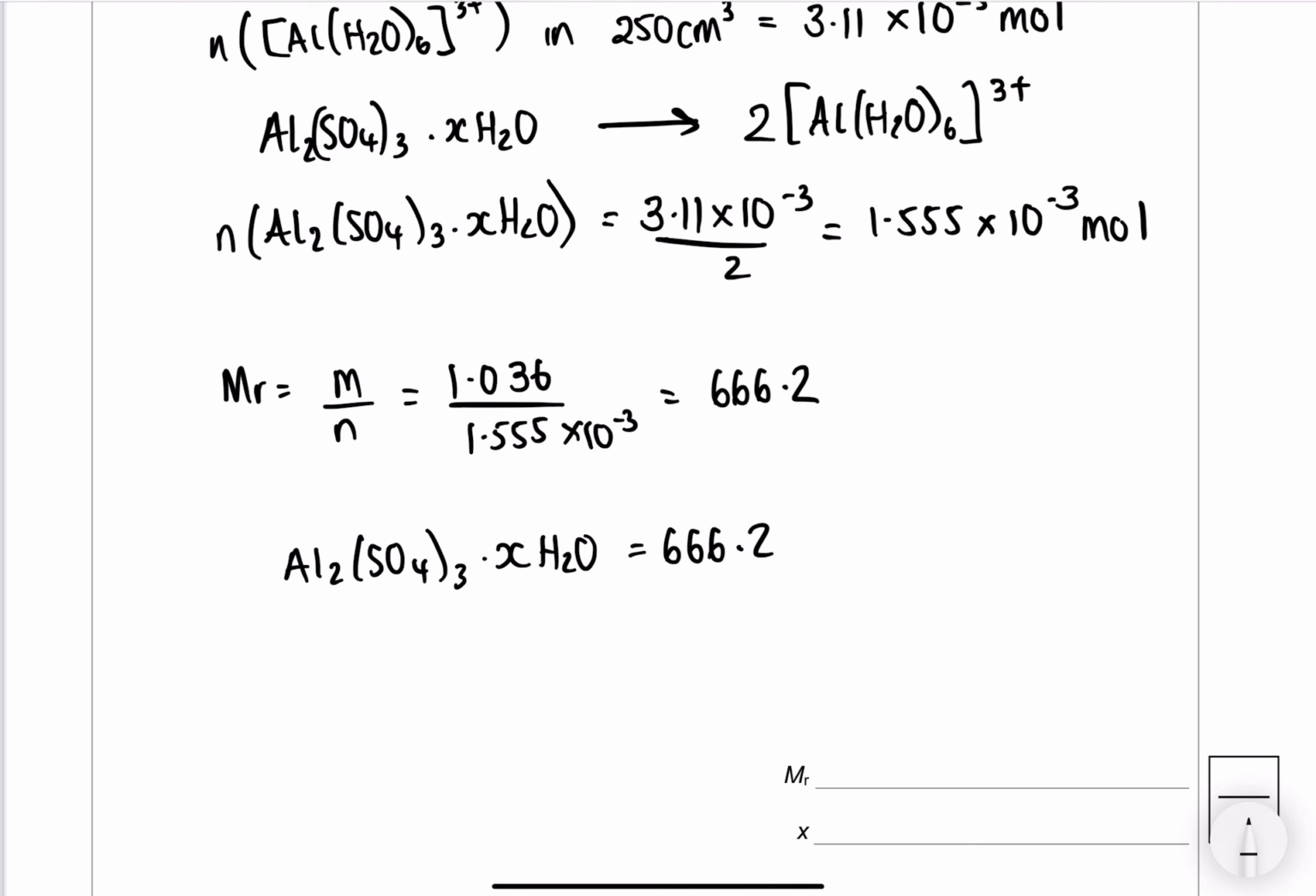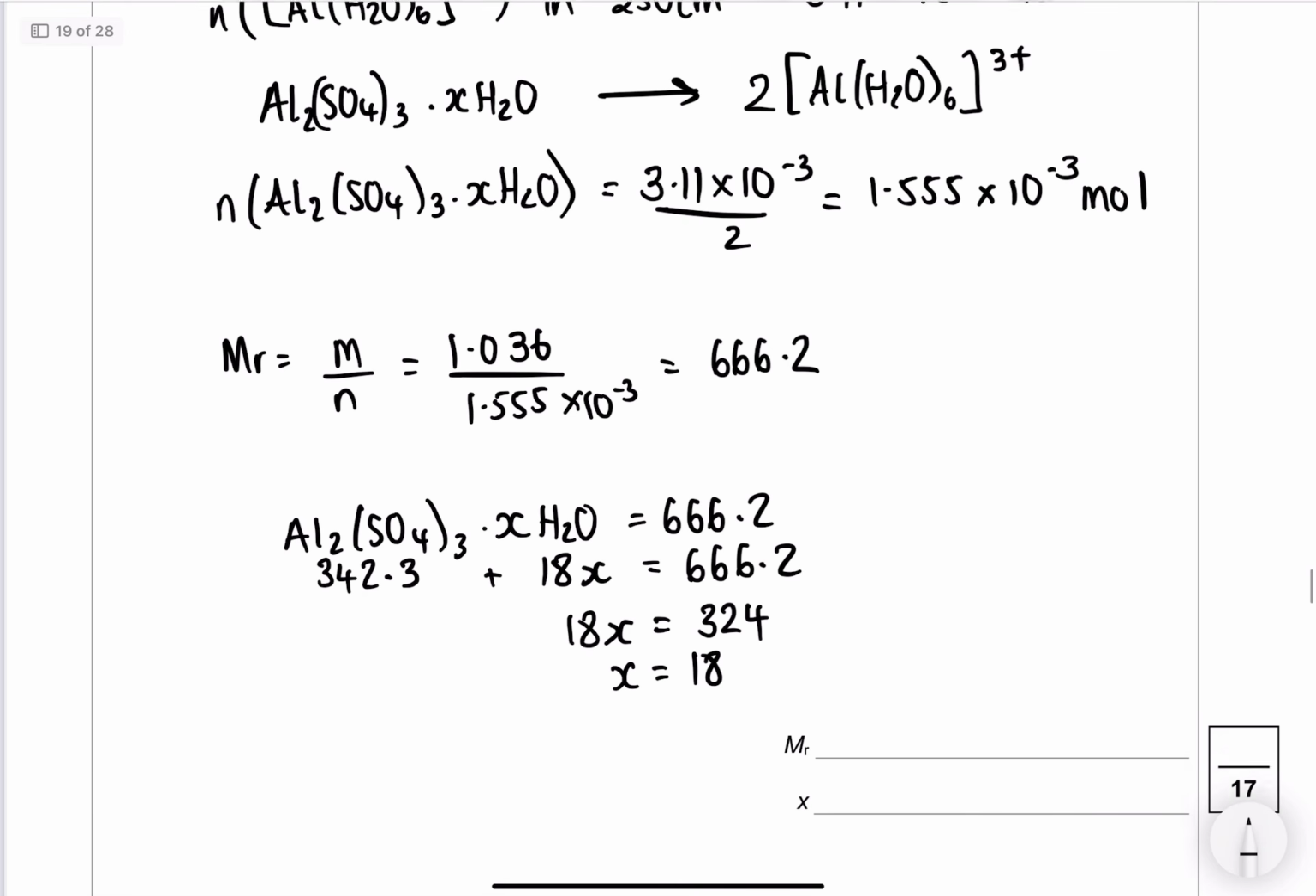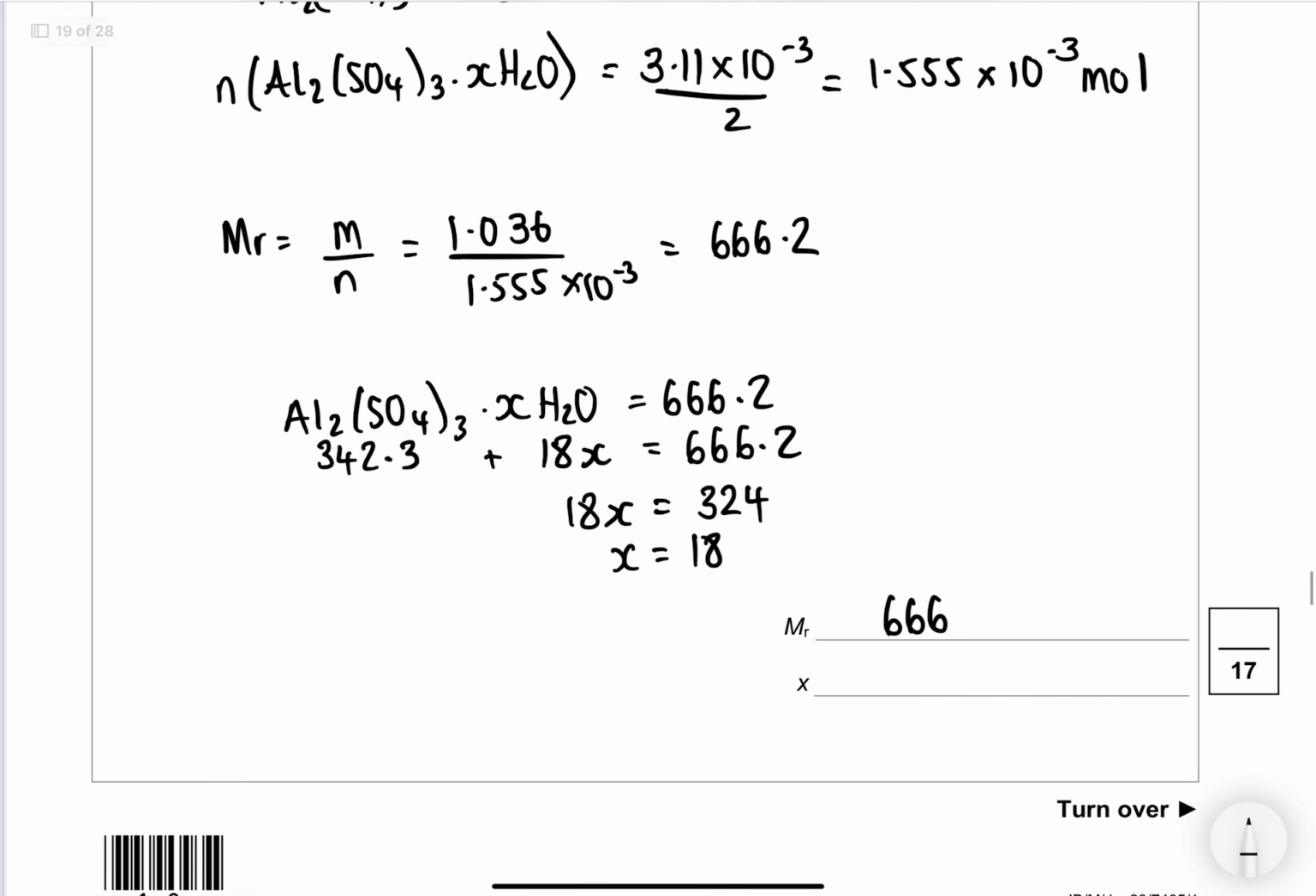So they told us that this bit was 342.3, and then we've got water, 18 times some amount of waters. So 18x equals 324. So divide by 18, x equals 18. So our MR was 666.2 and x equaled 18.